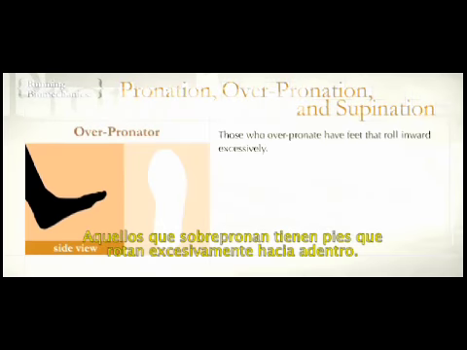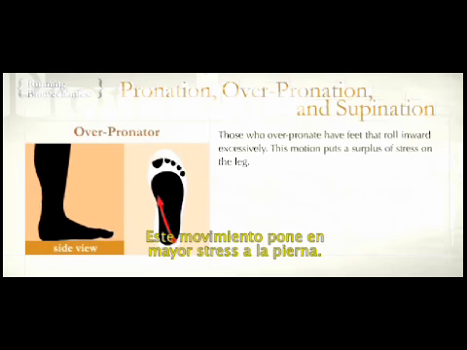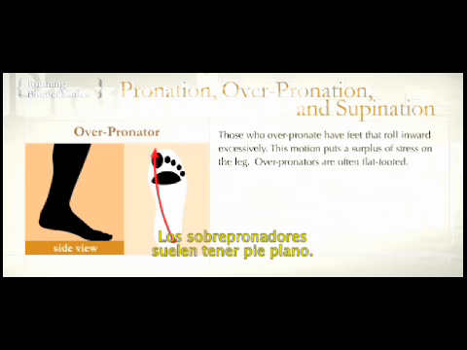Those who overpronate have feet that roll inward excessively. This motion puts a surplus of stress on the leg. Overpronators are often flat-footed.